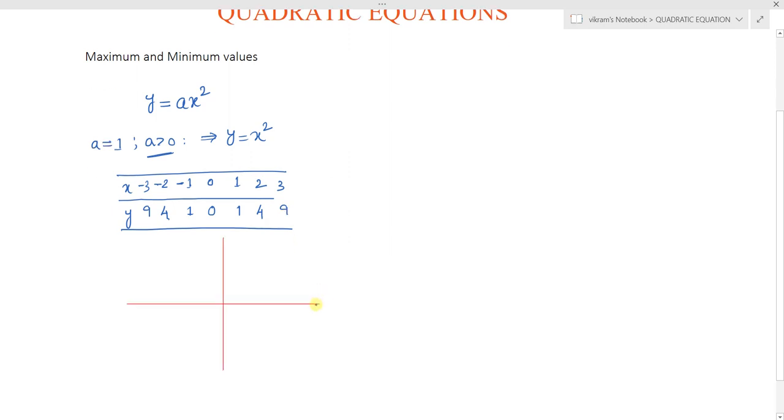Now we will try to plot this curve on the x and y axes. This is the horizontal x axis, and we consider the vertical as y. This is the origin 0, 0. So what is happening here? If x equals 0, y is also 0, which is the point, and if x equals 1, we get y equals 1. And if x equals minus 1, again we get y as plus 1 only.